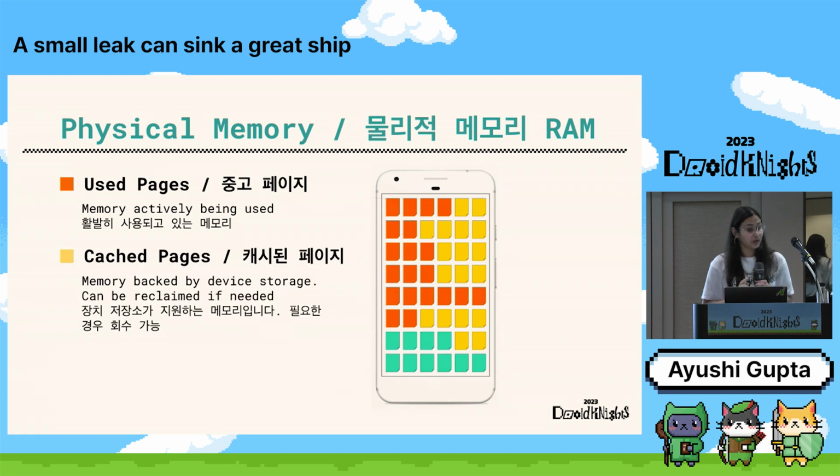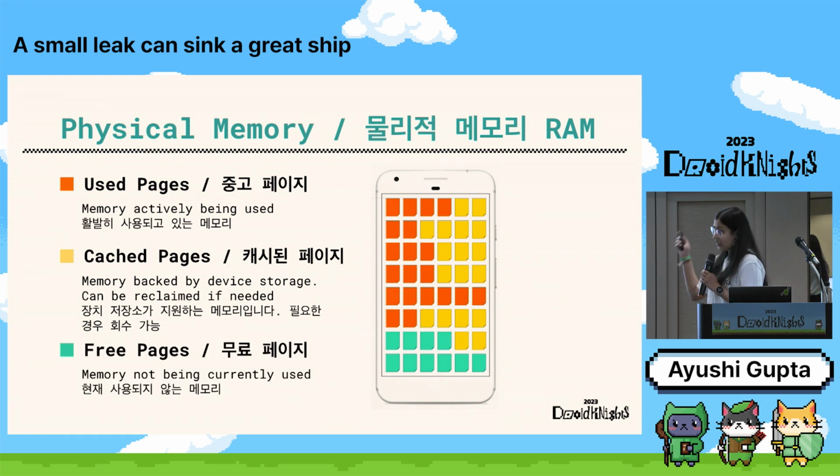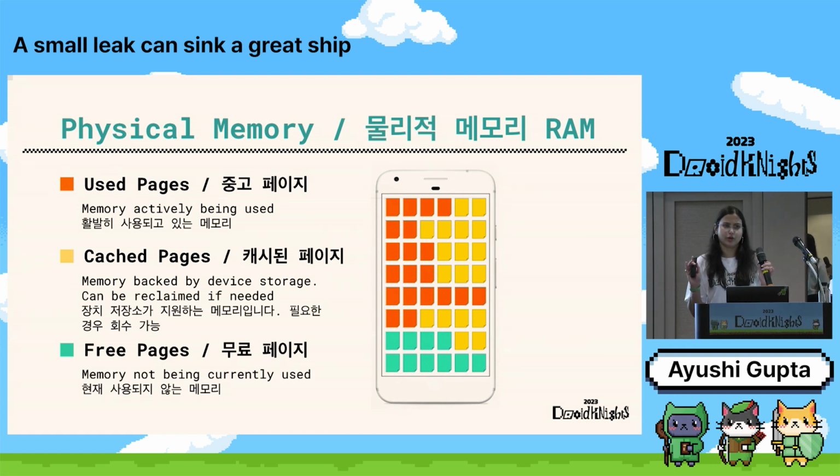Then there could be cache pages. These are the pages that the processes were using, but some part of them is still present in the main memory, so here you're going to have some fast retrieval of data. So we do have cache pages. And then we have free pages, which are pages of memory that are just sitting on the device, doing nothing.